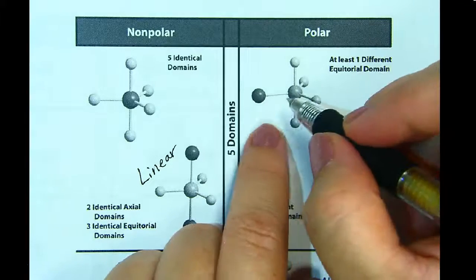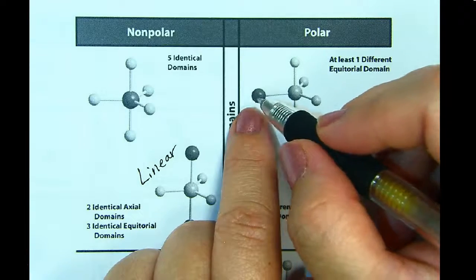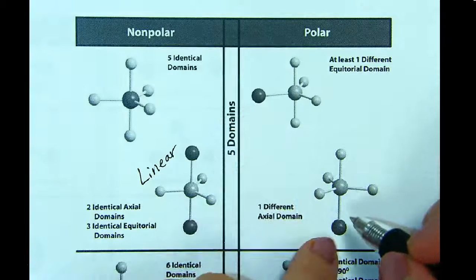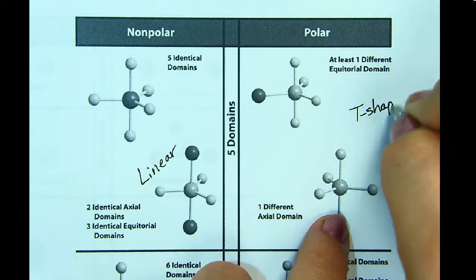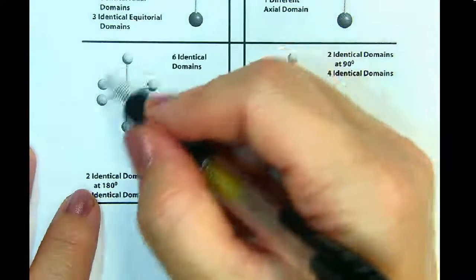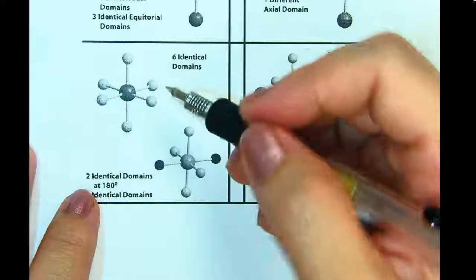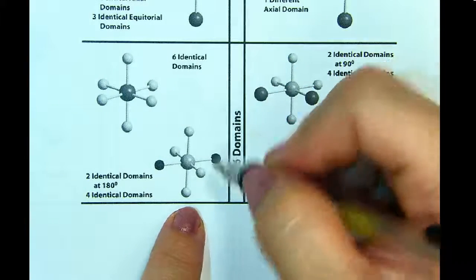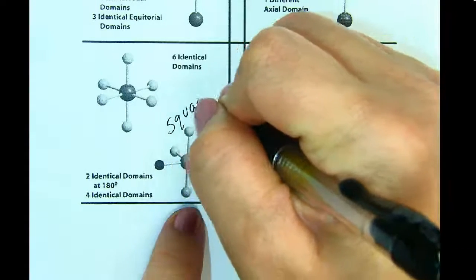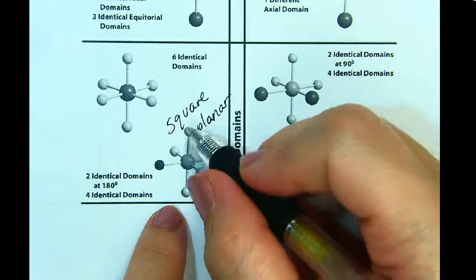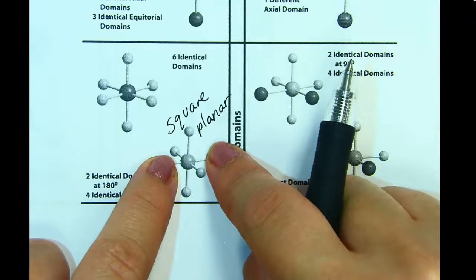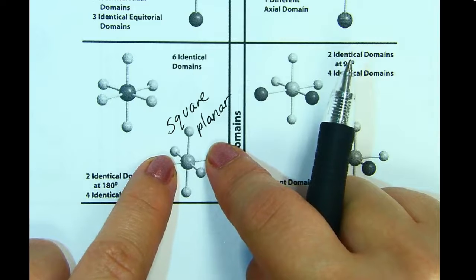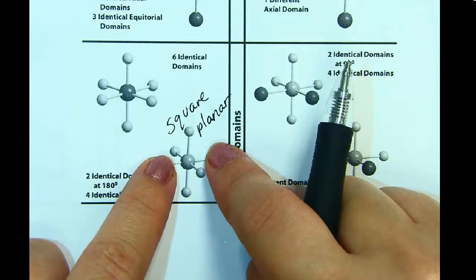It's polar whenever it is seesaw, has one lone pair, or if you have a T-shape, then that should also be considered polar. When you have six domains, six identical domains is nonpolar. It's also nonpolar when you end up with square planar, because all four of these are in a flat square and in the plane. If you're ignoring these two guys, you can make a flat square with that, and so they're going to cancel with each other. So that's going to be nonpolar.